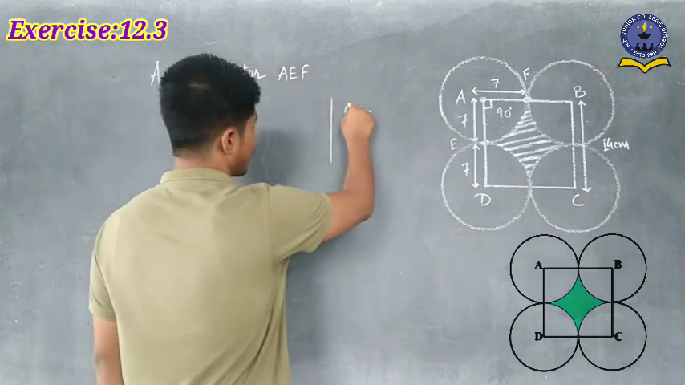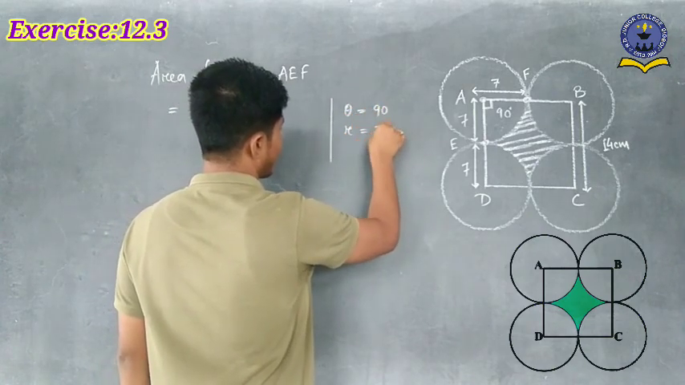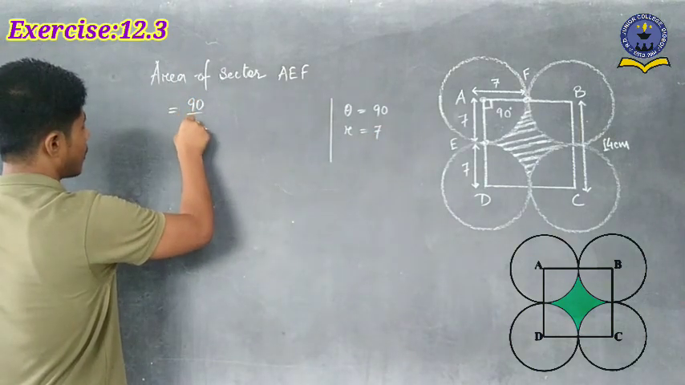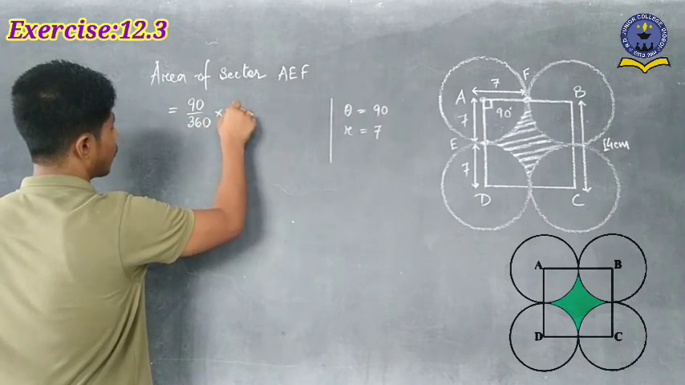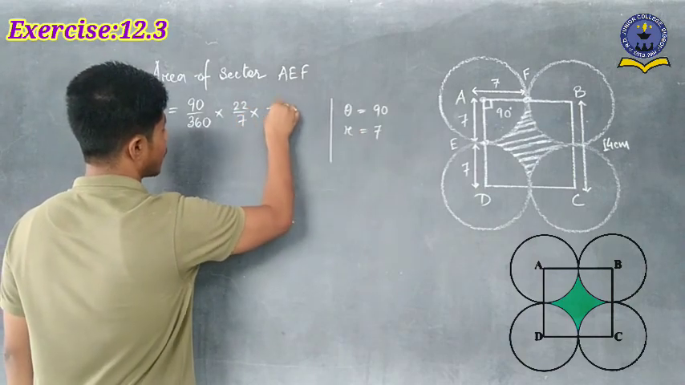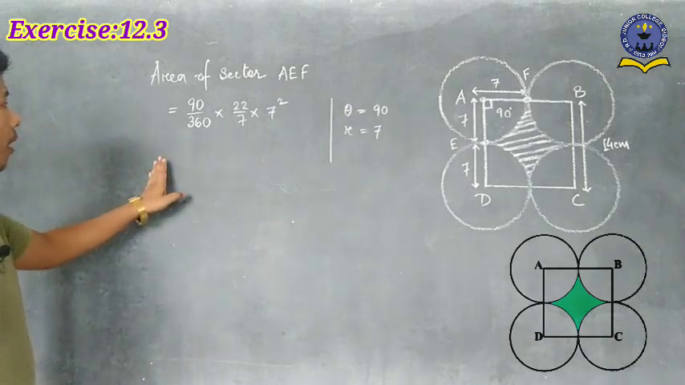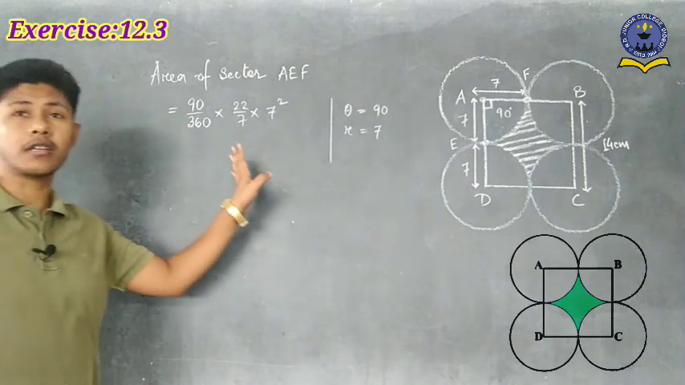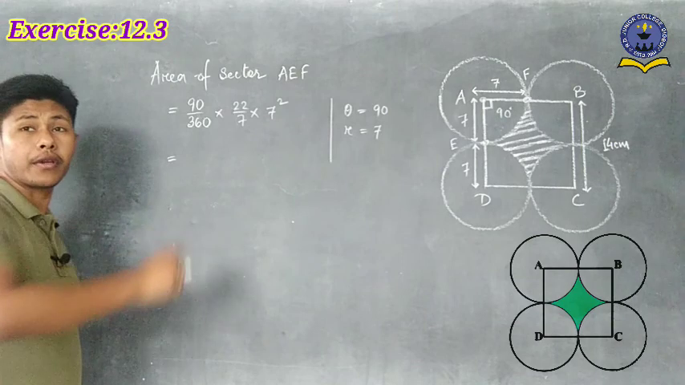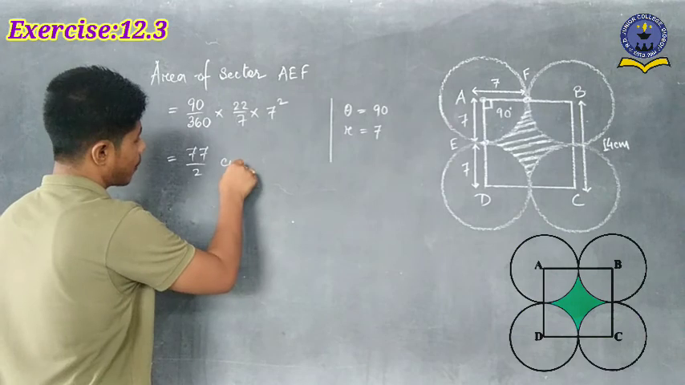Theta, we already know, is 90, and r is 7. Is it clear? So theta by 360, that means 90 by 360 into pi r square. Pi means 22 by 7 into r square, and r square is 7 square. After calculating this, the calculation is your task. You have to calculate this region. If we calculate this one, we get 77 by 2 centimeter square.